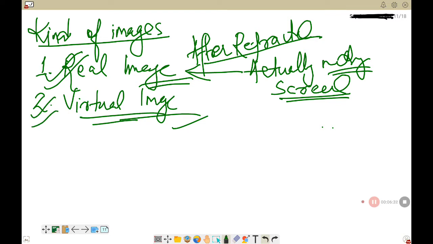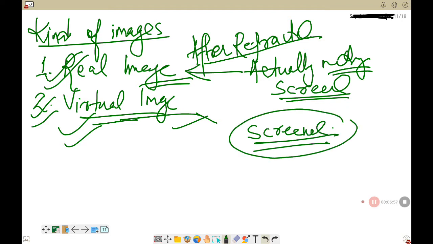Then the second one is virtual image. When the rays are not actually meeting, but these rays when produced backward appear to diverge or meet at a point, the image formed under such circumstances is called a virtual image, and this image cannot be screened. Understand? Clear? So these are the 2 types of images which are formed by the lens for an object which is kept in front of them.